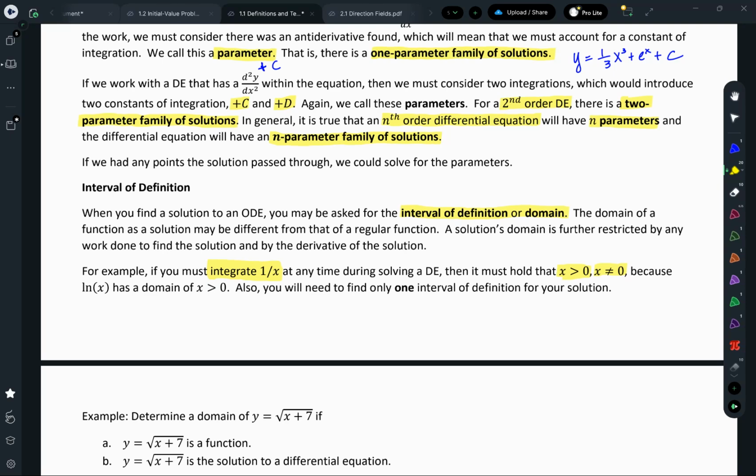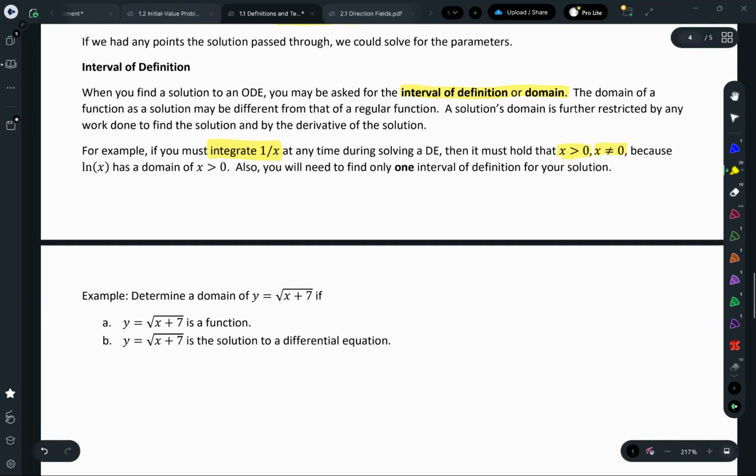And so you will need to find only one interval of definition for our solution. You don't need two. And as we move along through here, I will point out where sometimes we have two intervals of definition and how is it that we decide which one to pick. Okay, because sometimes it won't matter, but sometimes it will, and we need to know what those times are. But we're not there yet. Let's look at this example.